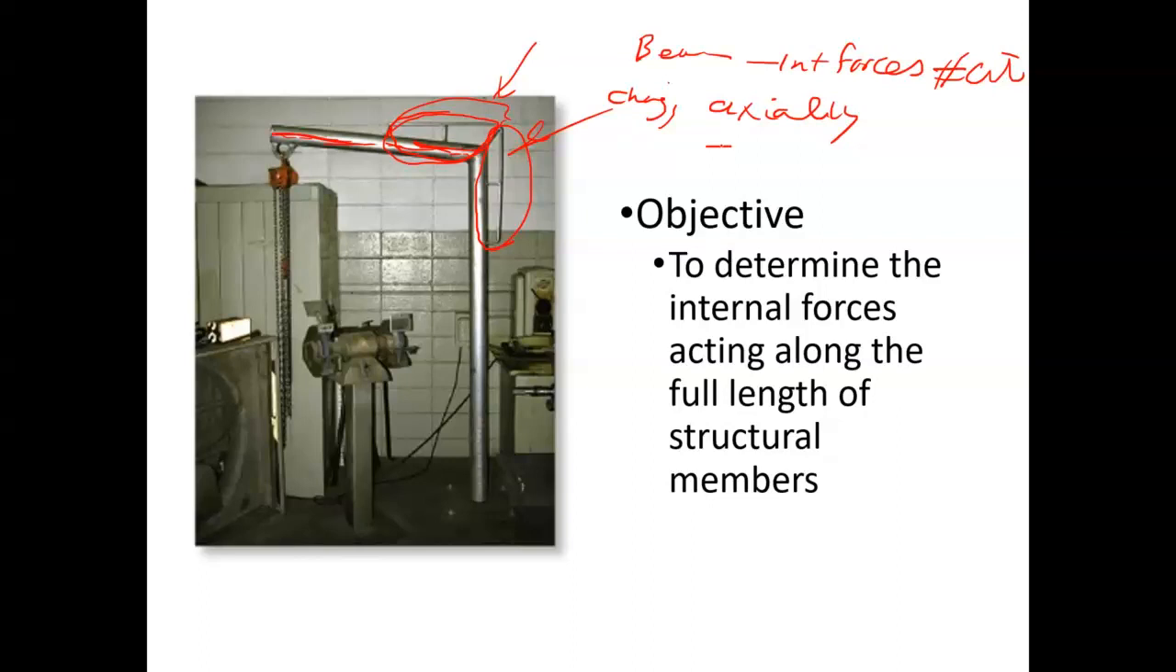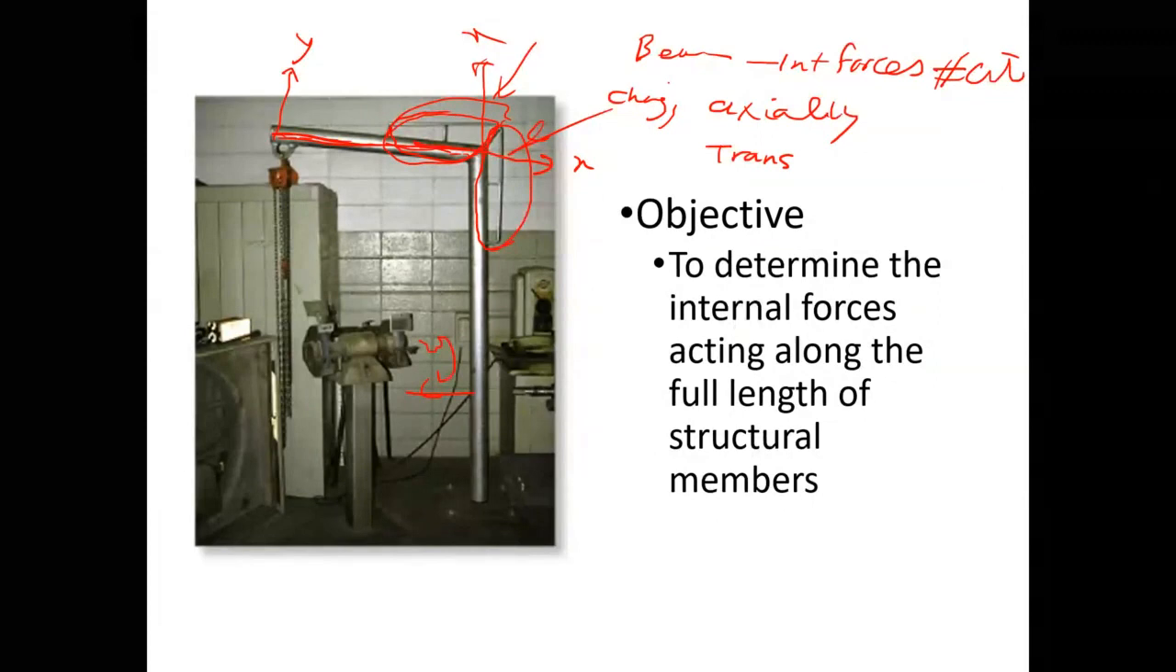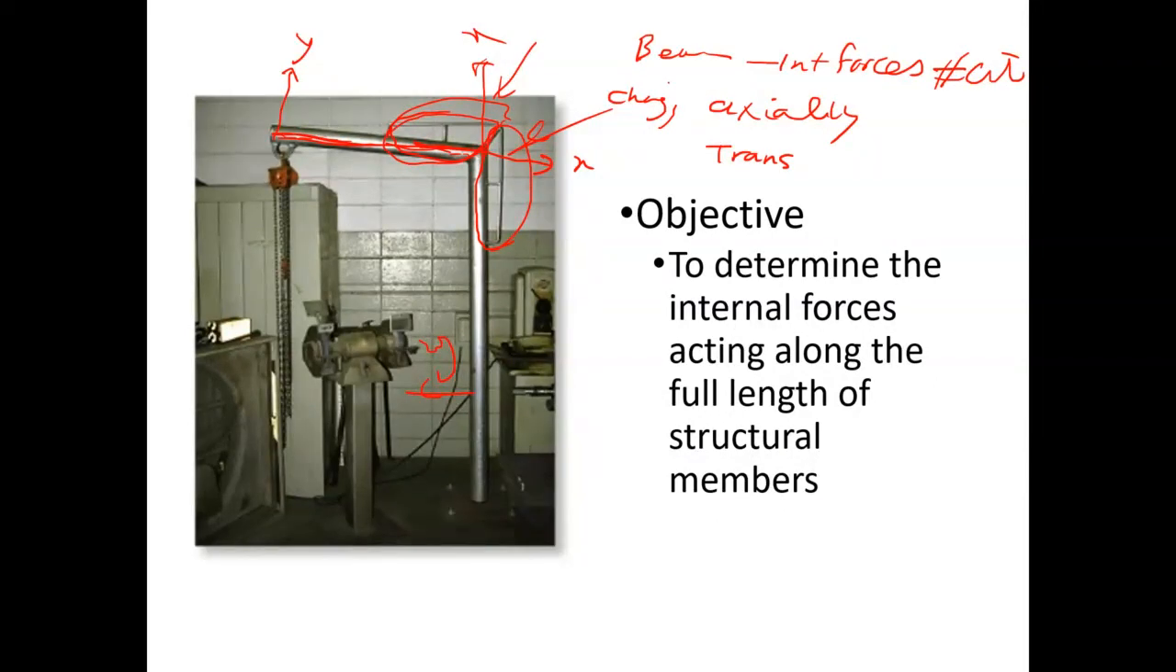Or maybe they are changing in a transverse direction as well. So this is the axial direction of the beam, and that is the transverse direction of the beam. With this beam, that is the axial, and this is the transverse direction, right? So from this image, my conclusion is the internal forces in a beam are changing at different points of the beam. The internal forces are not constant.